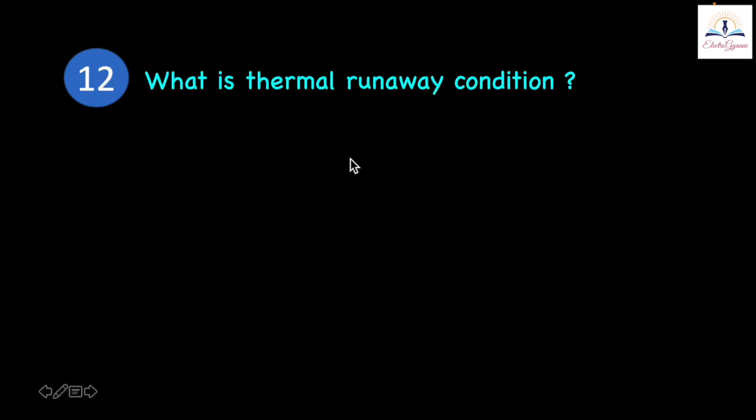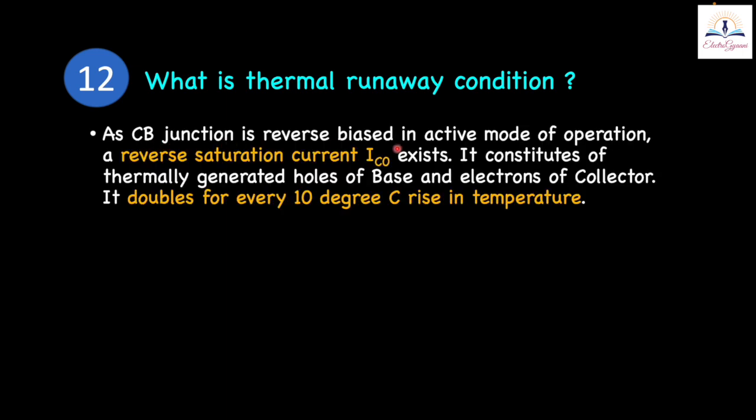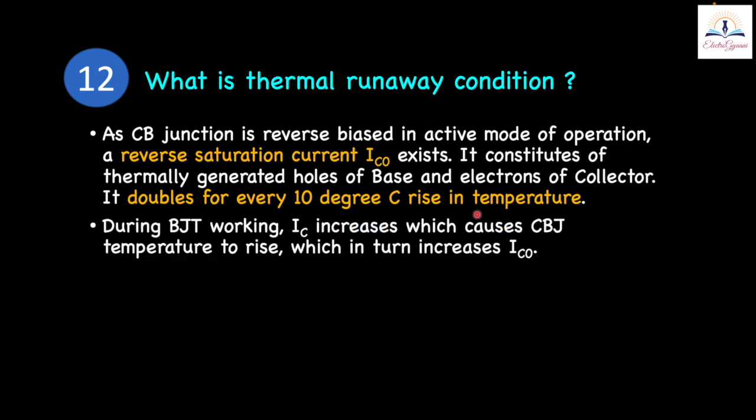Next is, what is thermal runaway condition? As the collector-base junction is reverse biased in active mode of operation, a reverse saturation current ICO exists. It constitutes thermally generated holes of the base and electrons of the collector. It doubles for every 10 degree centigrade rise in temperature.